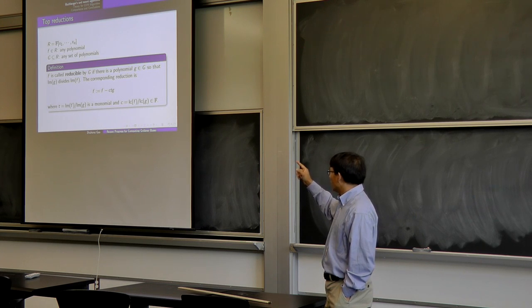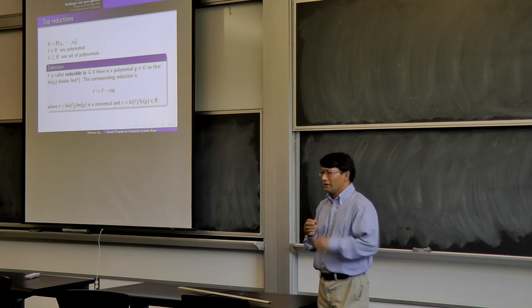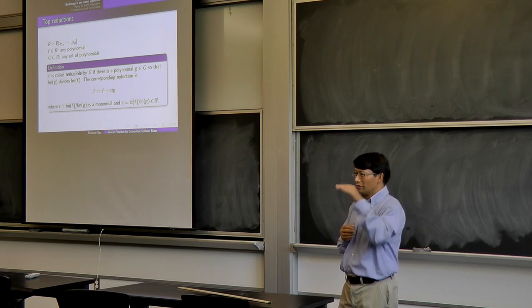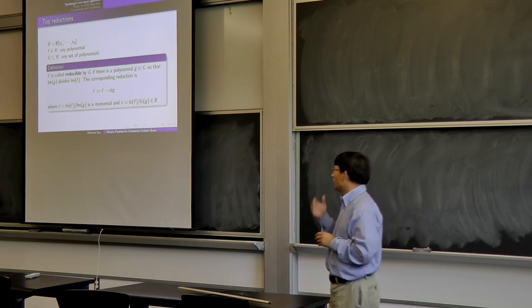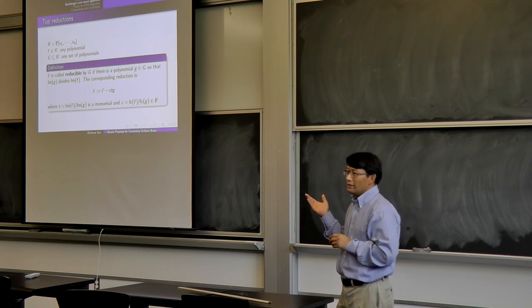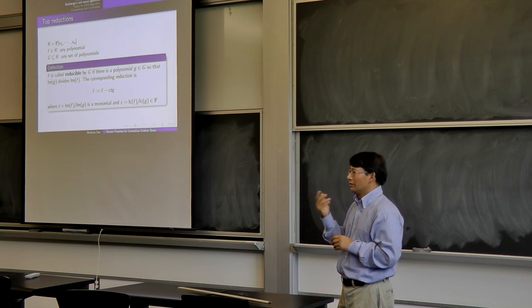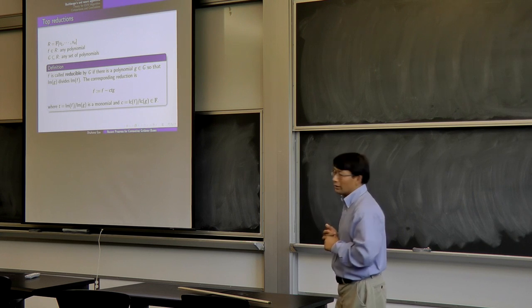This means that I can take t to be the quotient monomial, times some coefficient c. Then in f minus c t g, the leading term will cancel, so the polynomial will get smaller. So I can pick a g. There could be more than one g in the set. You can pick any g to reduce. So that's called one reduction.